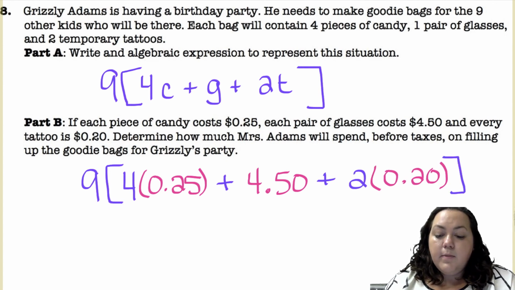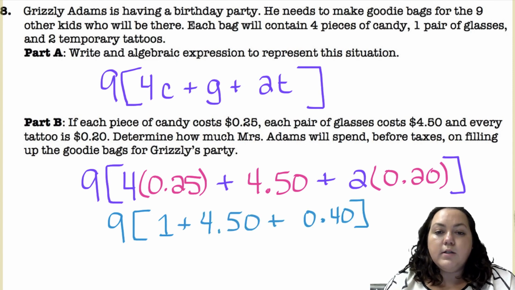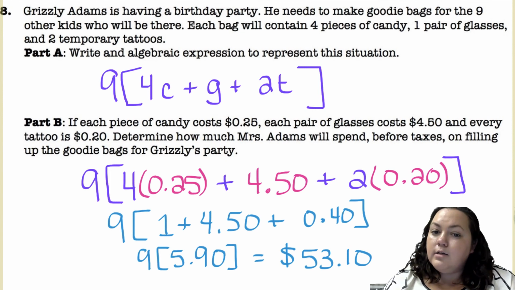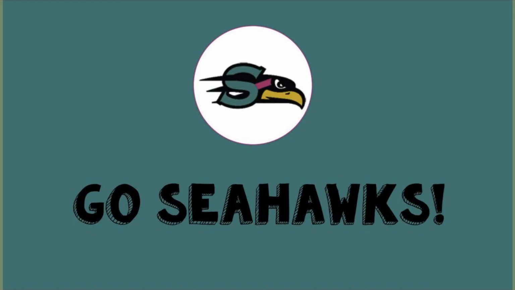I'll close that up, and then I'll do some multiplication. So it's going to be 9 times 4 times a quarter each, is $1. So $1 plus $4.50 plus 2 times 20 cents would be 40 cents. And if I add all of that, I get $5.90. And then I'm making 9 bags, so it's $53.10. And don't forget to go back and add that dollar sign because this is a real world problem. Put it in context. All right, so that's it.